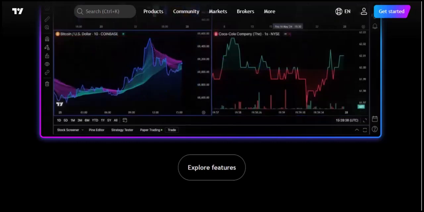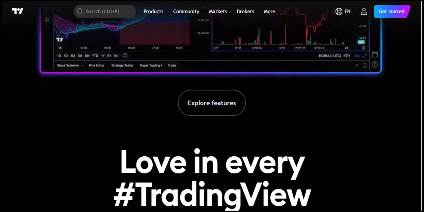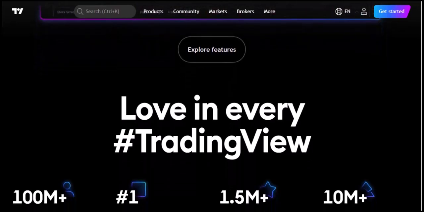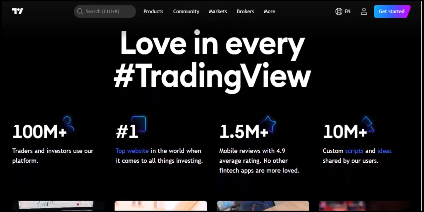For example, the Essential plan lets you use 5 indicators per chart and more alerts, while the Premium plan goes even further with 25 indicators and a ton more alerts. The prices for these plans vary, but they generally range from about $15 to $60 per month, with discounts if you pay annually. You'll have to decide which one fits your trading style and how many tools you need.